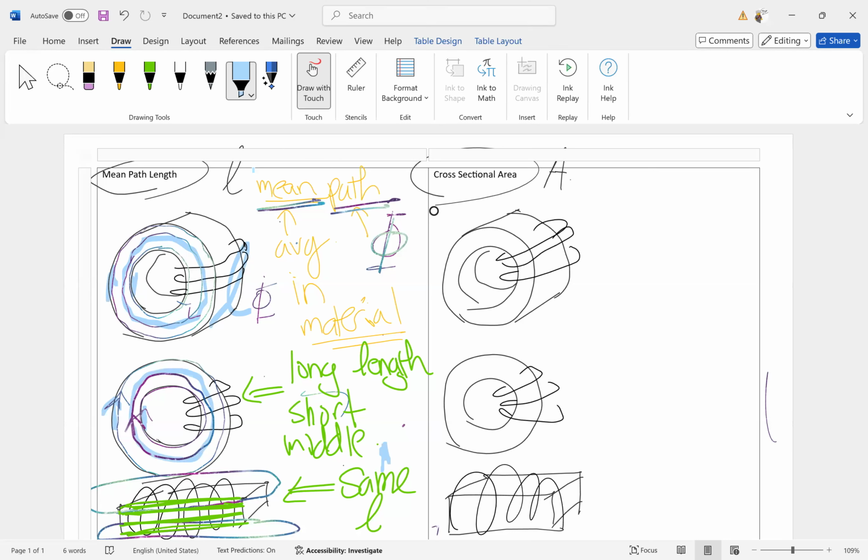The mean path. And then for this one, I'll say they all went the same path. So the path length is that of the length of this magnet. That's how you do mean path length.